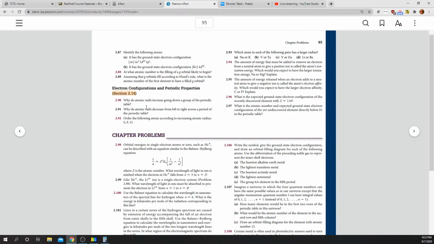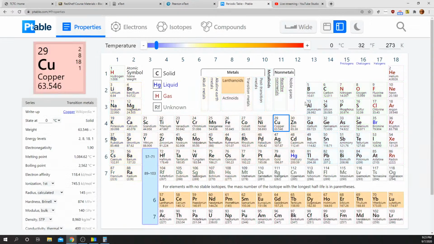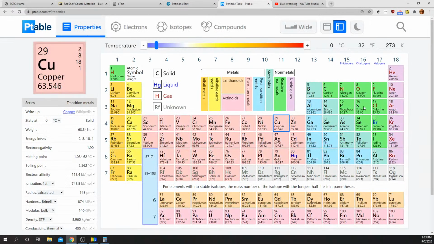92. Order the following atoms according to increasing atomic radius: sulfur, fluorine, and oxygen. So we look at the periodic table. Nice and straightforward. Oxygen and fluorine are in the same row. Oxygen and sulfur are in the same group. Fluorine is going to be the smallest. Up and right is smallest. Every step you take left, you get bigger, so oxygen is bigger than fluorine. Every step you take down, you get bigger, so sulfur is bigger than oxygen. So fluorine is the smallest, sulfur is the biggest, oxygen is right there in the middle.